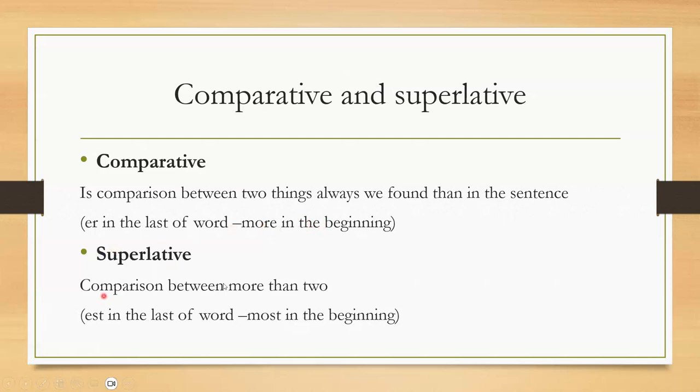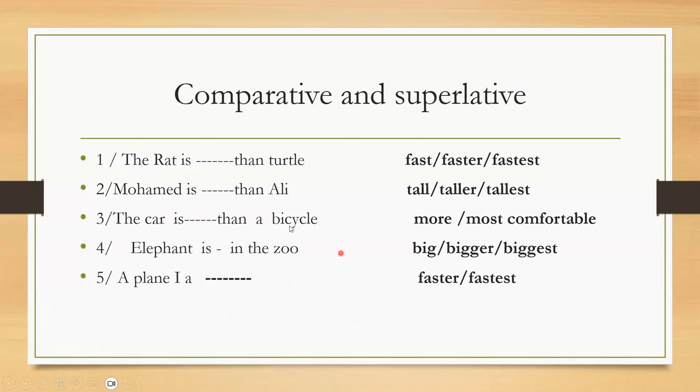Yeah, superlative is a comparison between more than two. Okay, comparative is between two, but this is between more than two. I can compare between all the class, all the school, but here I will compare just between two pupils, Ahmed and Ali for example. Here I will use EST, like smallest, fastest, biggest, okay? Or with the two syllables words I will use most, like most comfortable and most beautiful.